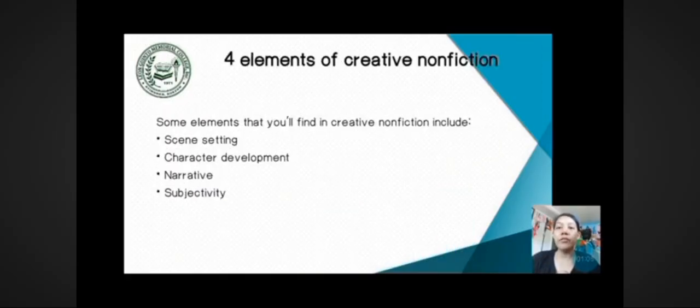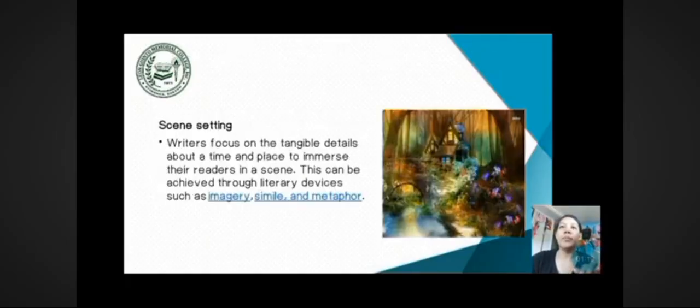So, there are four elements of creative nonfiction. Number one is scene setting. Number two, character development. Number three is the narrative. Number four is the subjectivity. So, we are going to unfold the meaning of these four.